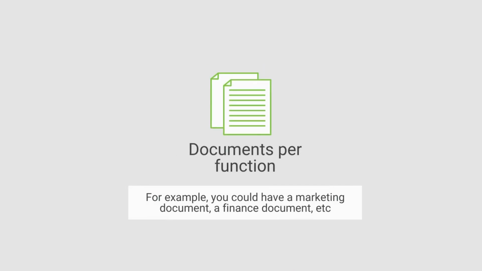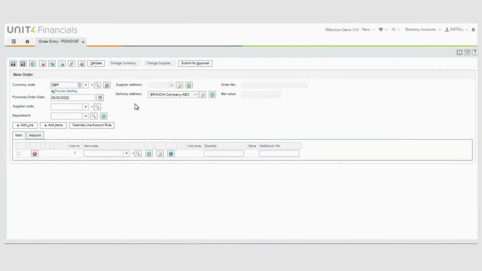You could even have documents per function. For example, you could have a marketing document, a finance document. There's no limit on what you can do, and there's no right way of doing it. It all depends on your organizational needs. Like finance, you have an input template. Here you can see a purchase order, and it's an input template that Millennium have designed, and we've kept it very simple for this demonstration video.